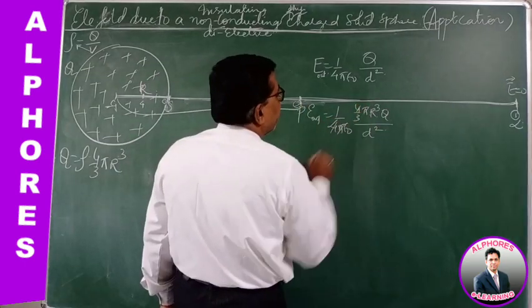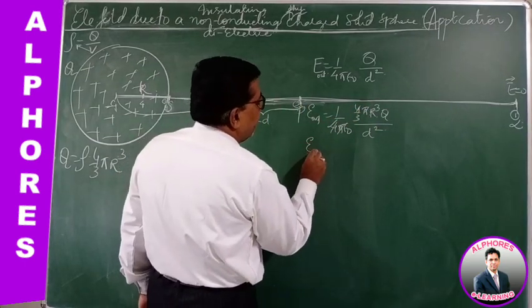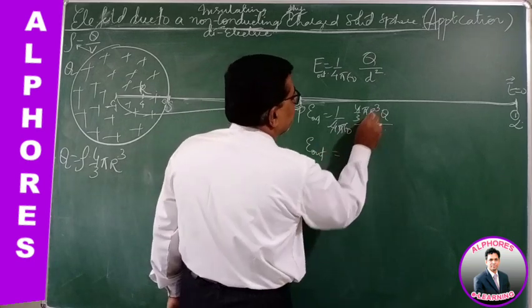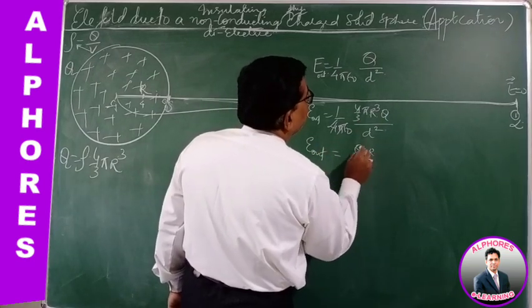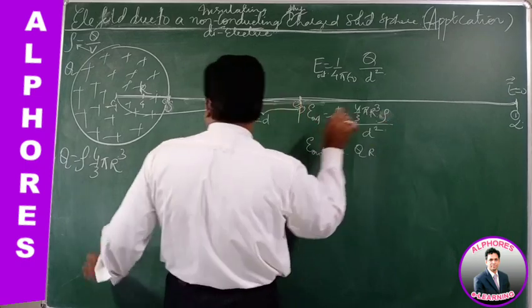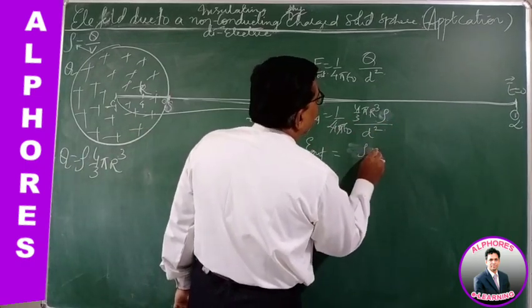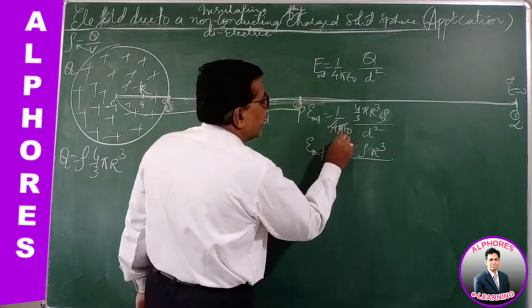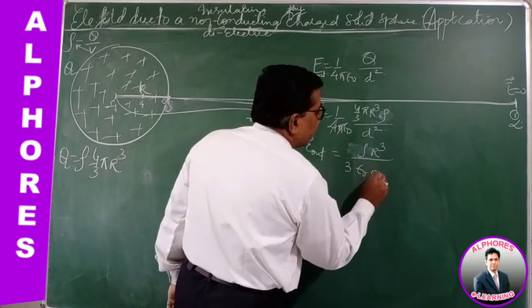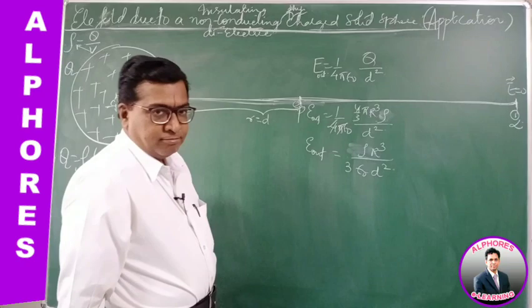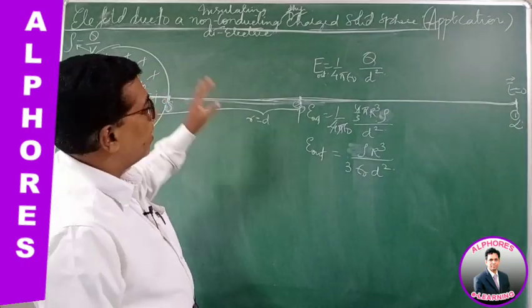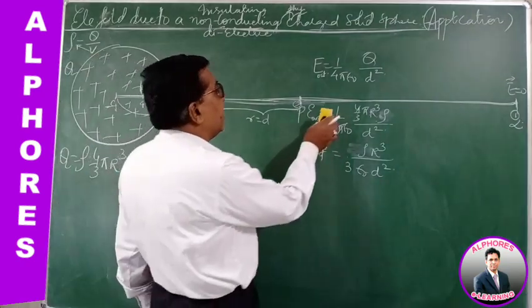4 pi cancels. So you get E at the outside point as, sorry, rho it is, 4 by 3 pi r cube rho. So therefore rho r cube by, now this 3 comes to the denominator, 3 epsilon naught d square. So this is the electric field due to a non-conducting charged sphere at any outside point.